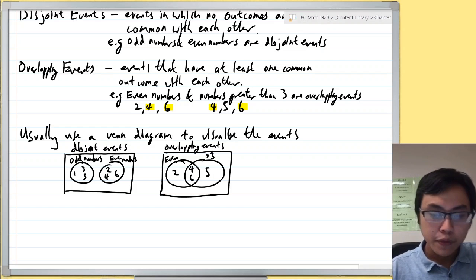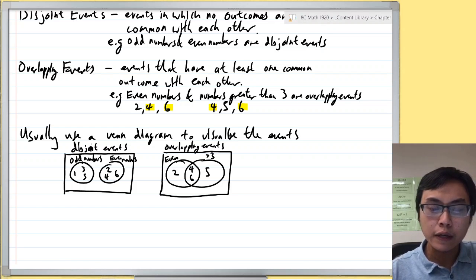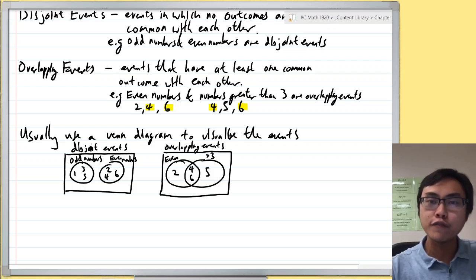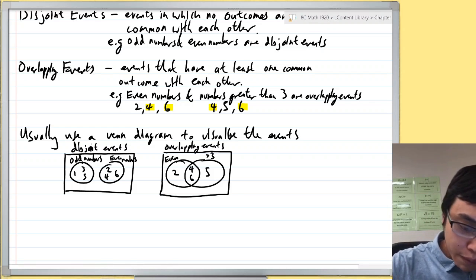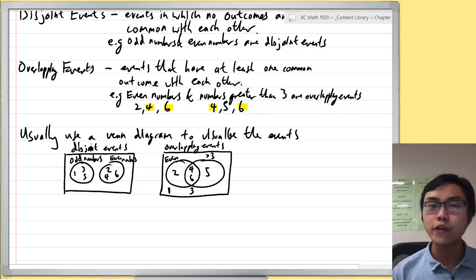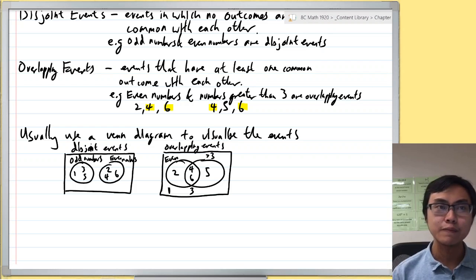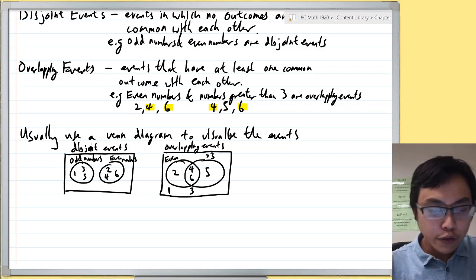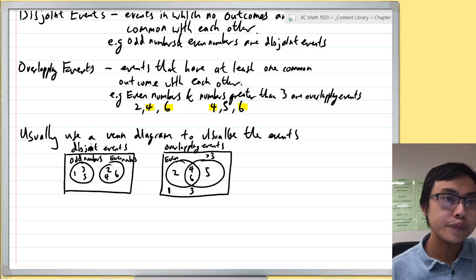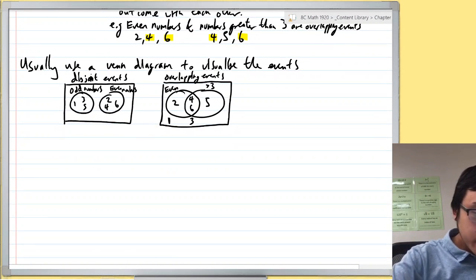But in a number cube, there are 6 numbers: 1, 2, 3, 4, 5, 6. So we left out 2 numbers. Where do those 2 numbers go? They go outside of both of these events because they're not part of these 2 events. So I'm going to put 1 and 3 outside over here. It doesn't matter where you put them as long as they are outside the events. Hopefully we understand how to draw a Venn diagram. Let's go into an example. Example 1.